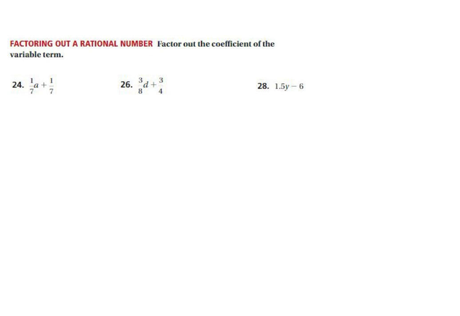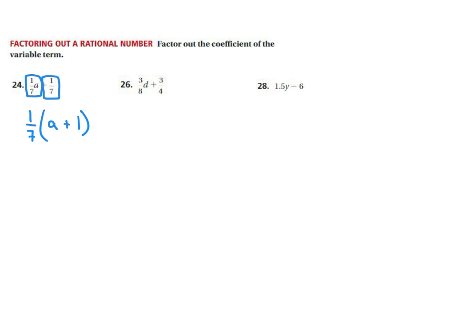For questions 24 through 28, we're factoring out the coefficient of the variable term. The coefficient is the number in front of the variable. So for question number 24, we're going to factor out a 1/7. 1/7 times a is 1/7 a. And then what number times 1/7 would give us 1/7? 1.